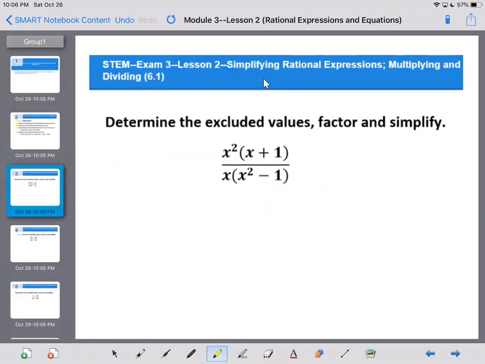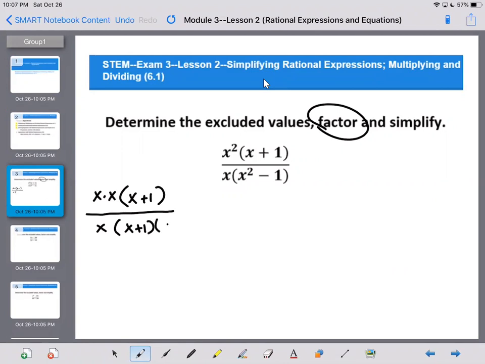What you want to do, when you're looking at a ratio with expressions, with variables, with constants, is think about factoring as much as you can. So I'm going to write this as x times x plus 1, and the denominator is x times x plus 1, x minus 1. Remember that this is a difference of squares, so remember how it factors.